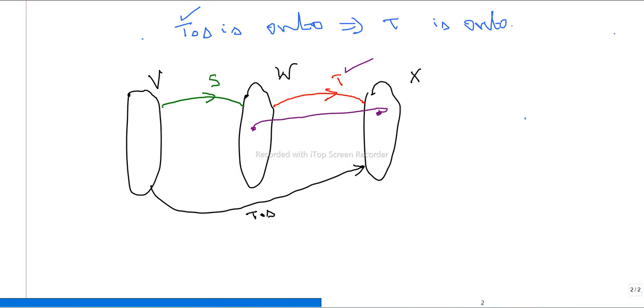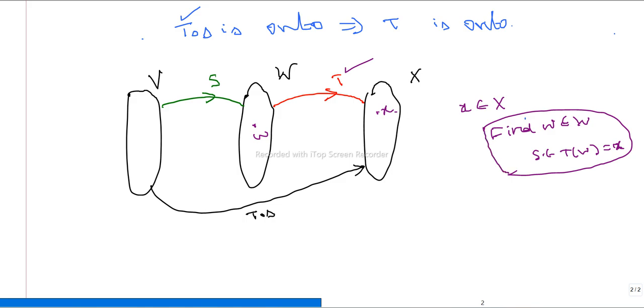For proving T is onto, we start with an element, so we fix some x, we pick x in X. So what is our aim? Find some w in W such that this w maps to x under the function T. So such that T of w should be x. That is our aim.